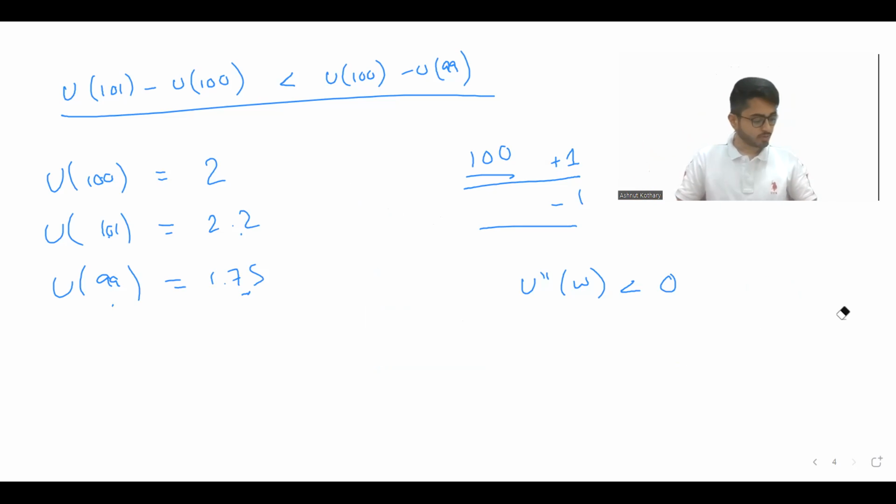Next, risk neutral. A risk neutral investor is indifferent between a fair gamble and status quo. Status quo is basically doing nothing. A fair gamble and status quo. Mathematically, U''(W) is equal to 0.